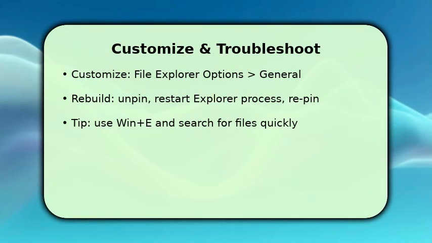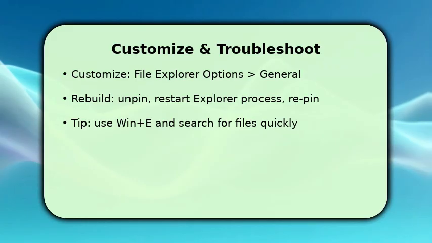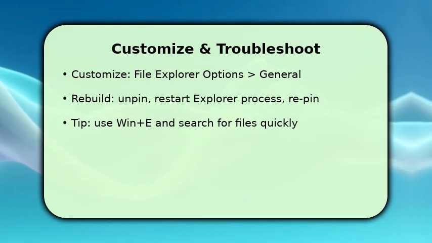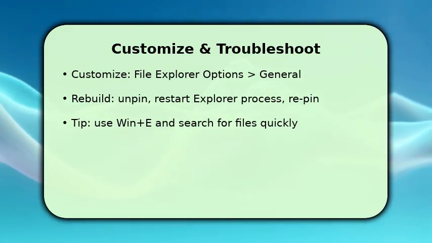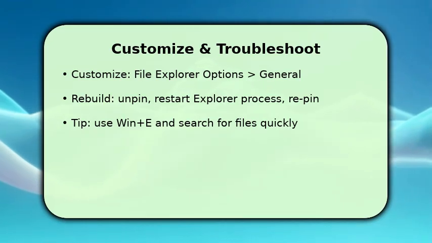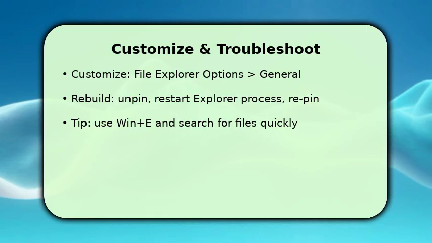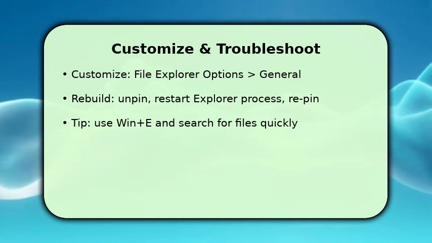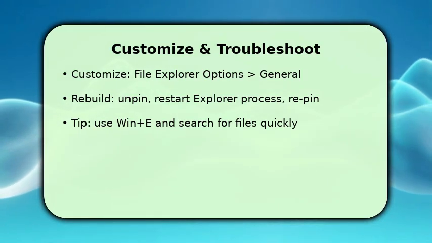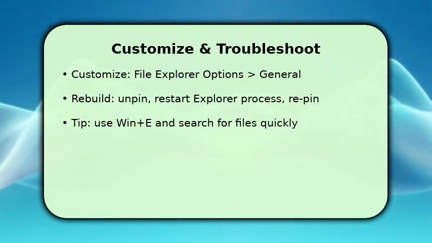You finish by customizing quick access behavior in File Explorer options under the General tab, where you can enable or disable recent files and folders to match your workflow. If quick access misbehaves, unpin problematic items, restart the Explorer process in Task Manager, then repin the folders. This rebuild often fixes display glitches. If search is faster, use Win+E and type to find files directly. Make sure to test after changes so your quick access reflects the folders you actually use.